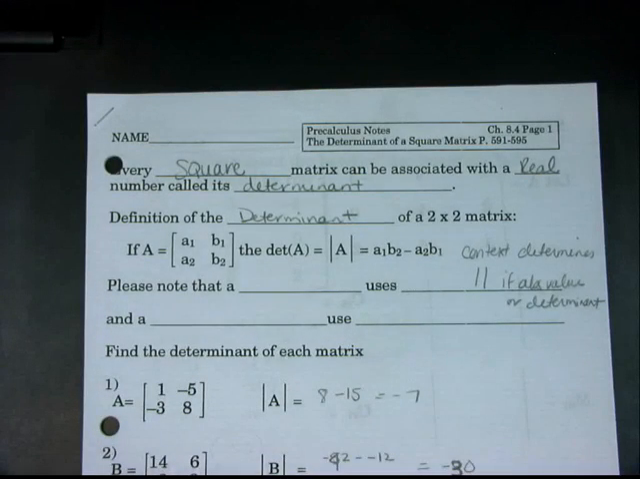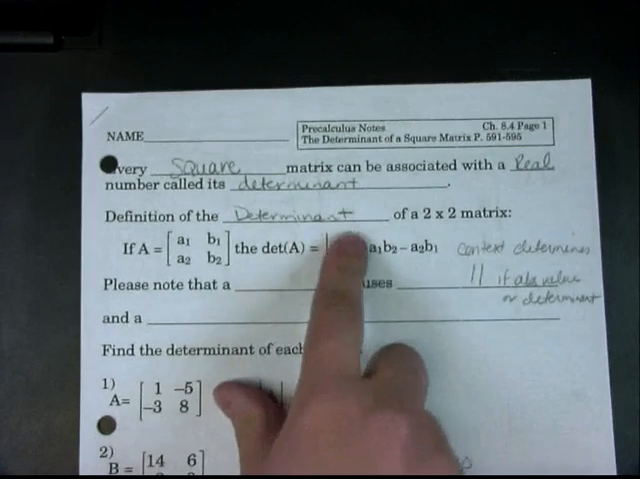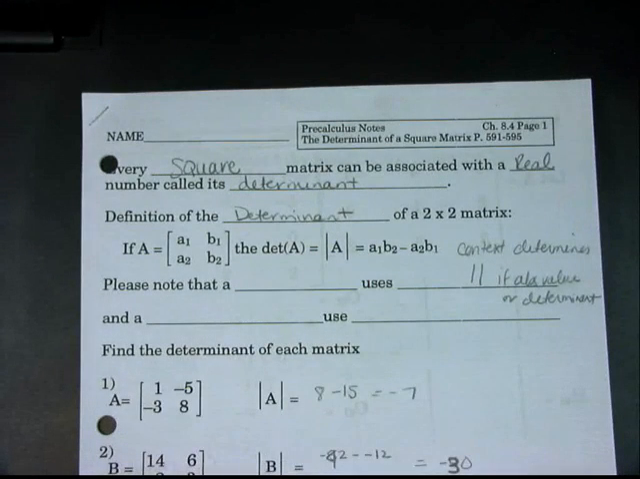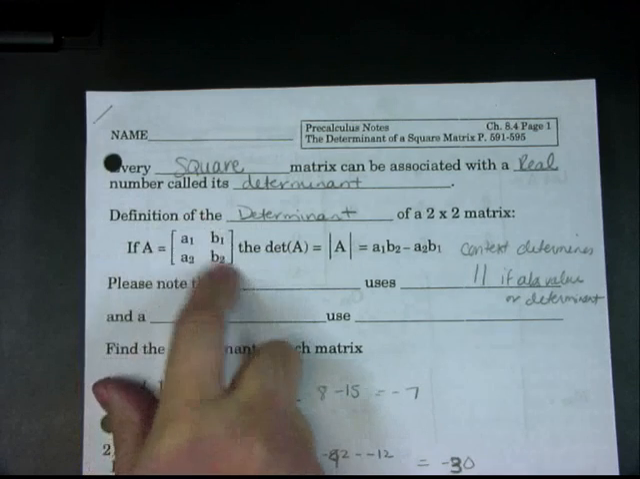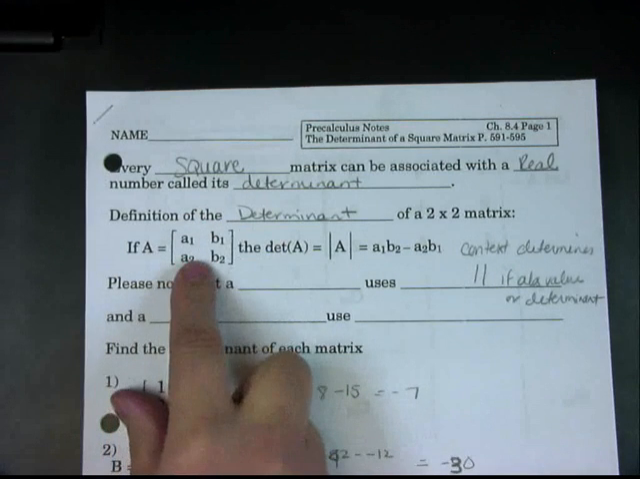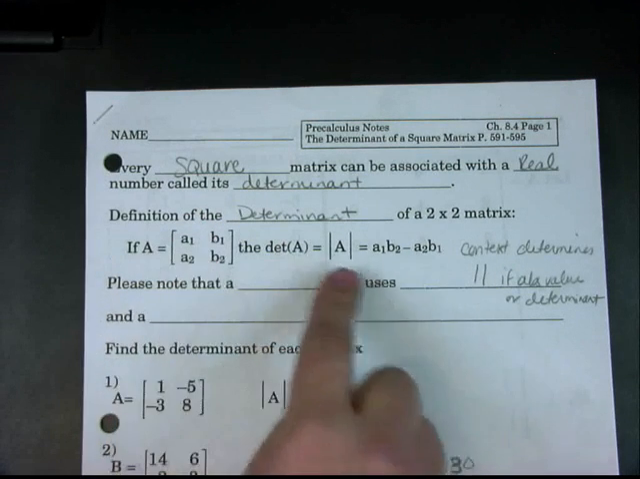8.4, every square matrix can be associated with a real number called a determinant. The definition of the determinant of a 2 by 2 is that the determinant is this, and they look like absolute value bars, but that's not true. You always have to look at the context of the problem, because that represents the determinant when you're talking about matrices. So look at the context, but the determinant is the cross multiplication, subtract the other cross multiplication. So be careful of this.